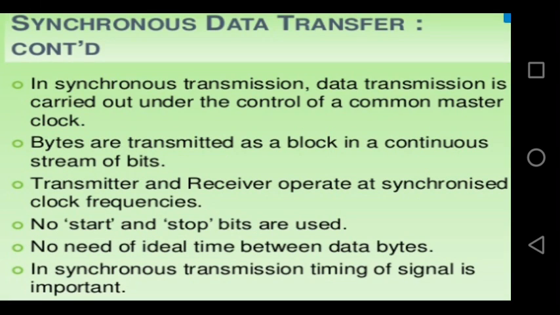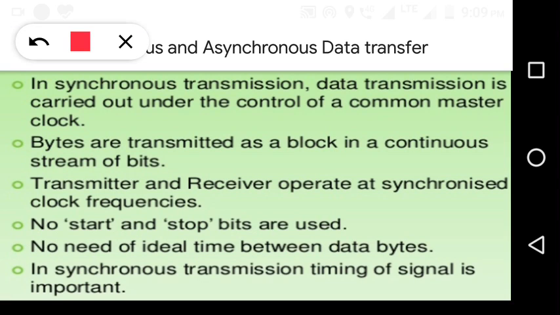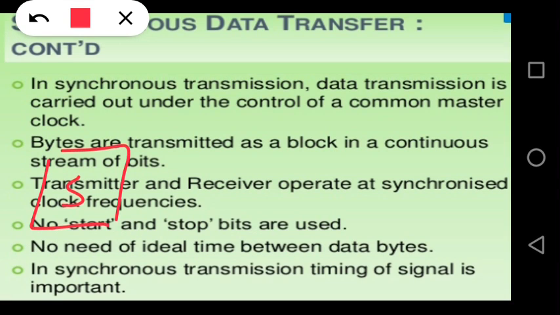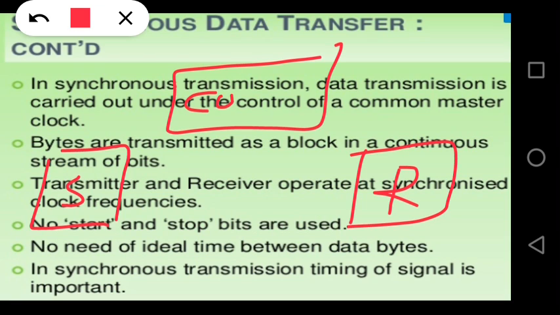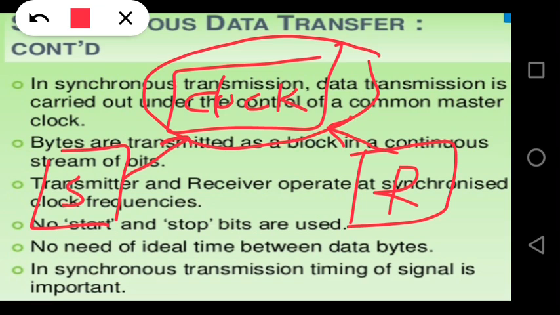Next we'll see, in synchronous transmission, data transmission is carried out under the control of a common master clock. So as I said, as I drew earlier, if this is my sender and this is my receiver, there is a common clock. So both sender and receiver work on the common clock. They share a common clock.